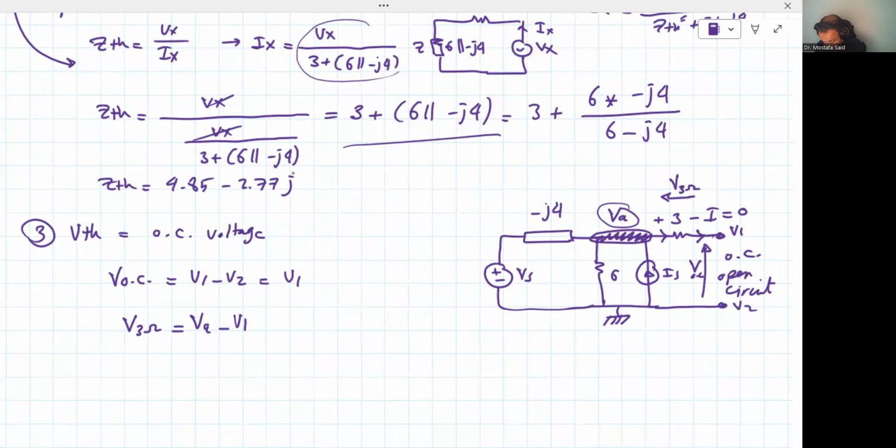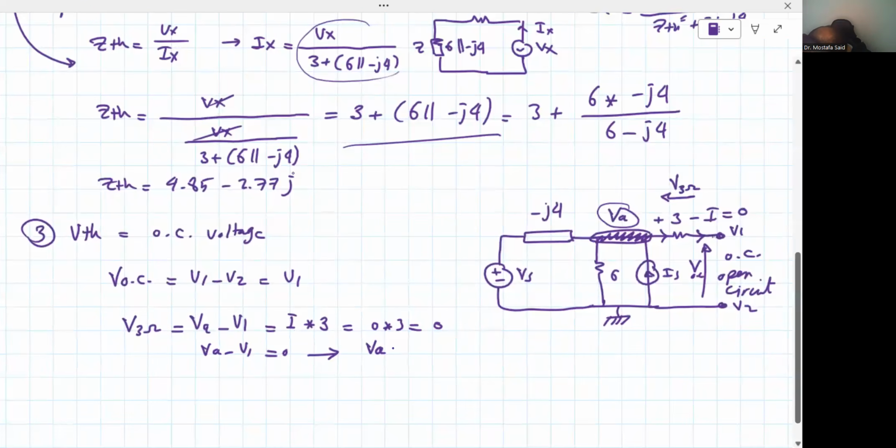Very good. And that is equal to the voltage drop on a resistance, which is the current flowing through the resistance multiplied by the resistance. So it equals I multiplied by 3. But I is 0, so that equals 0. So VA minus V1 is equal to 0. That means VA is equal to V1. So if we can find VA, we can find V1, and V1 is our open circuit voltage, which is actually the Thevenin voltage that we want.